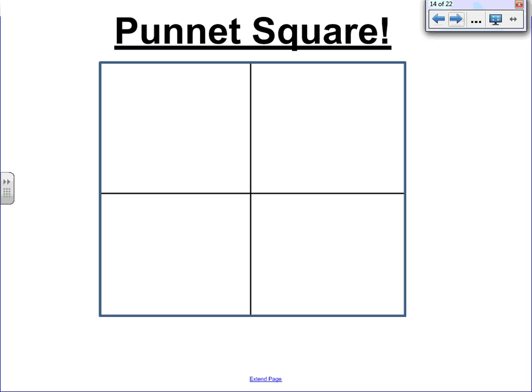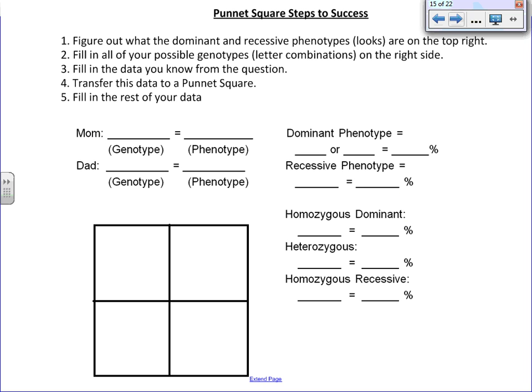All right, and you will rely on the Punnet Square in order to calculate a significant amount of the genetic probabilities that you bring. Now, how can 4 small boxes do all of that work? Well, we need to expand it just a little bit. All right, this is the Punnet Square steps to success. You'll notice a certain number of blanks here to fill out.